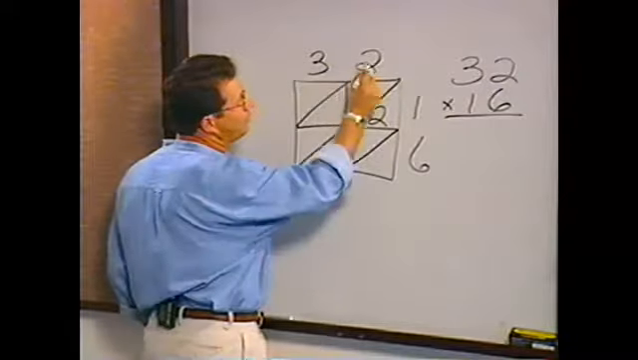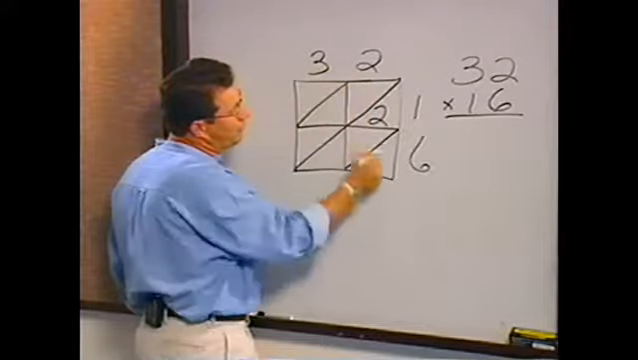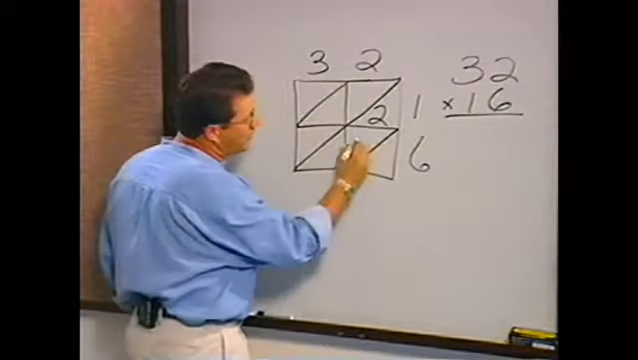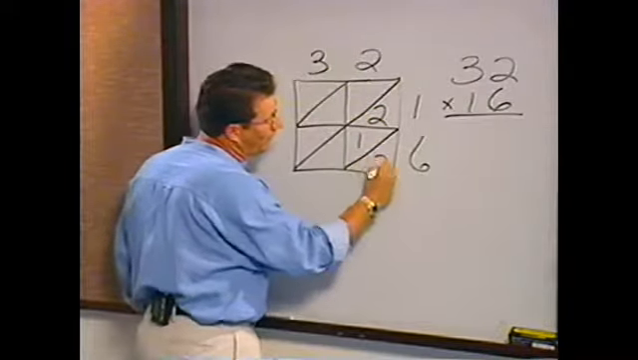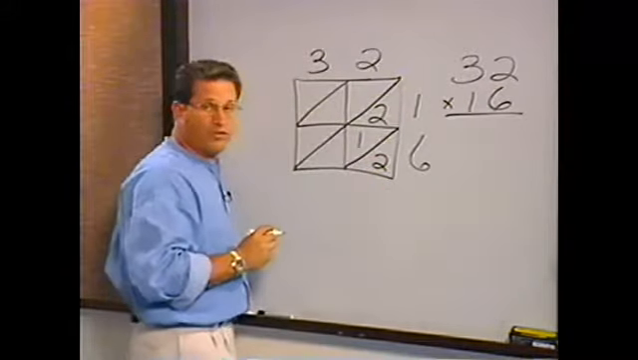All right, now the next one is 2 times 6 is 12. So now you've got 2 times 6 is 12, 1 and 2, you draw it like this. 1 goes in the top, 2 goes in the bottom. There's your 12, that's your tens, that's your ones.